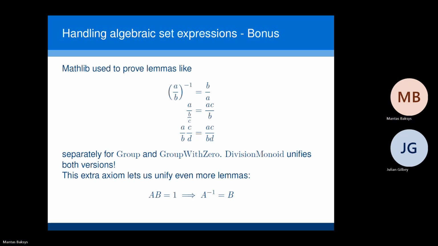Like the inverse of a set is... I can never get the fact that two sets multiply to 1, because 1 is like the singleton 1. So multiplying things to a singleton, this never happens. So I didn't need that for finite sets. But in the case of division monoids, so like groups and group with 0, this showed up much more. So I added it as an extra axiom, and it makes things easier.